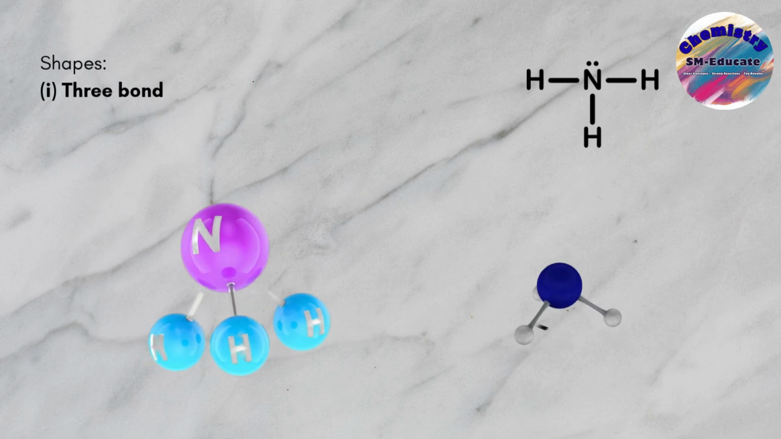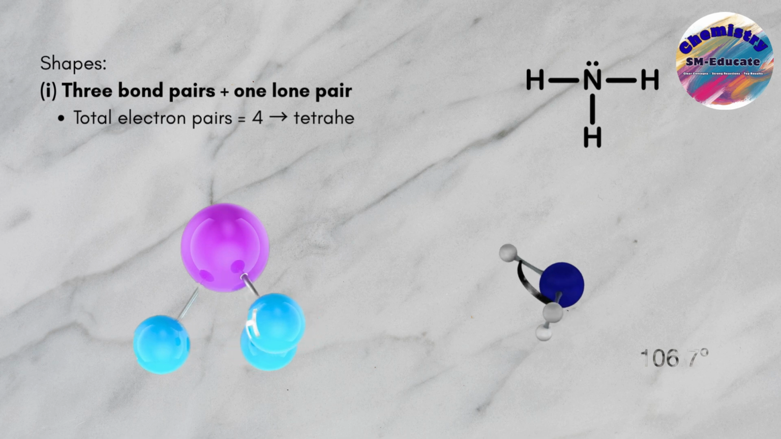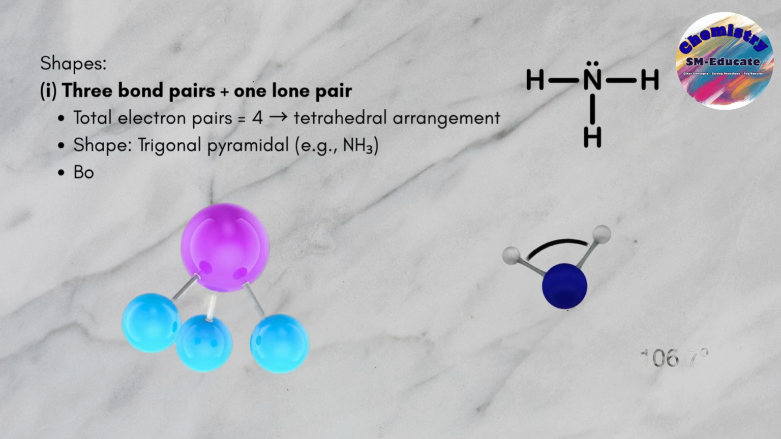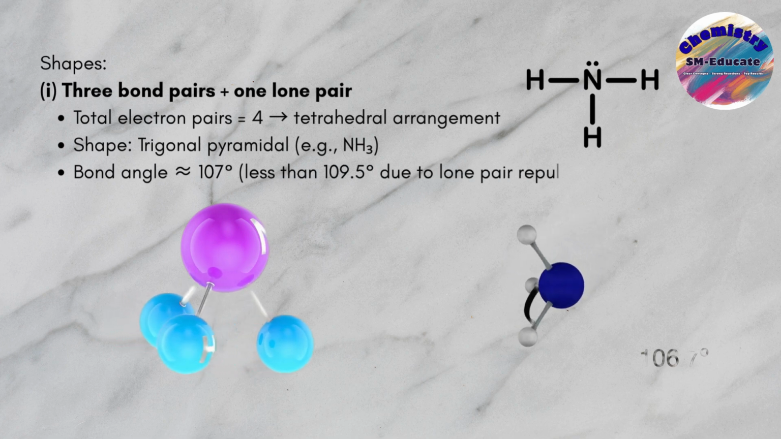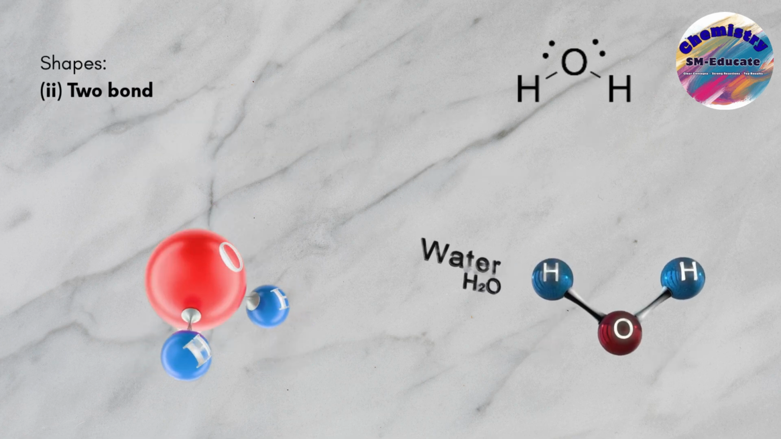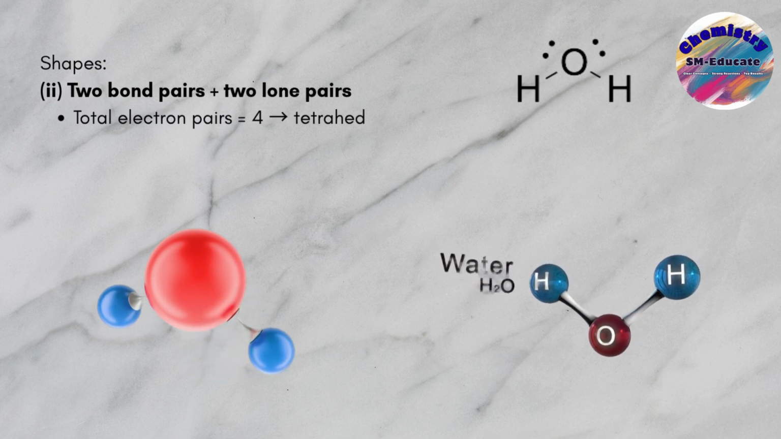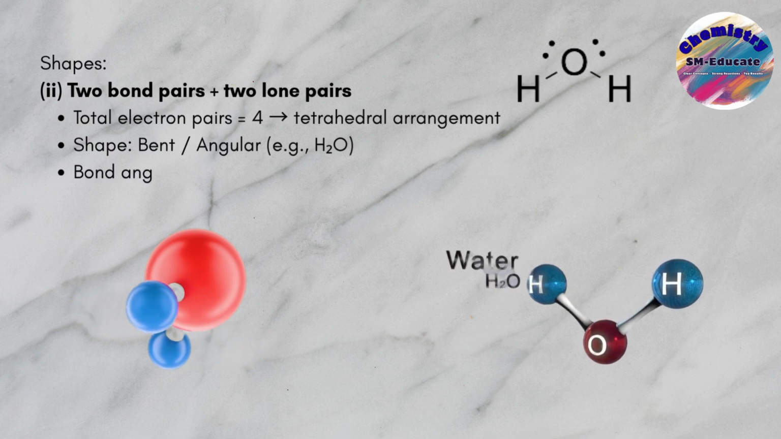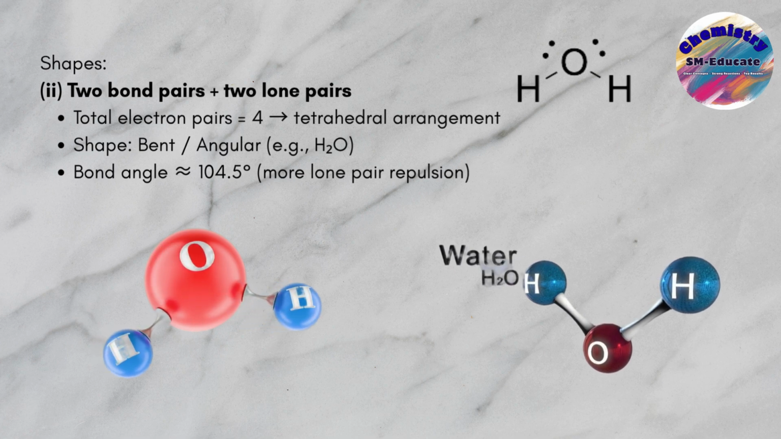Shapes. One, 3 bond pairs plus 1 lone pair. Total electron pairs equals 4, tetrahedral arrangement, shape trigonal pyramidal, e.g. NH3. Bond angle is almost 107 degrees, less than 109.5 degrees due to lone pair repulsion. Number 2, 2 bond pairs plus 2 lone pairs. Total electron pairs equals 4, tetrahedral arrangement, shape bent or angular, e.g. H2O. Bond angle is almost 104.5 degrees, due to more lone pair repulsion.